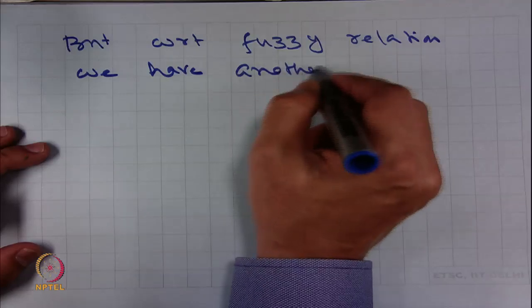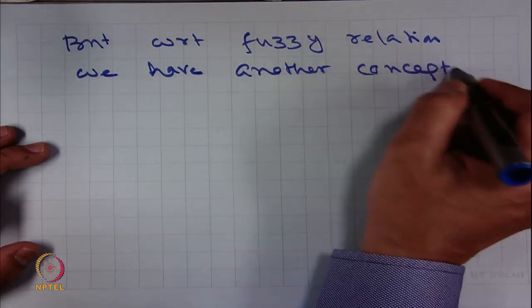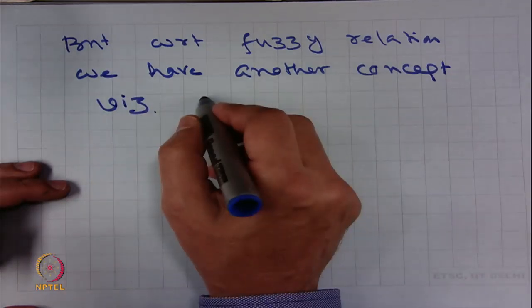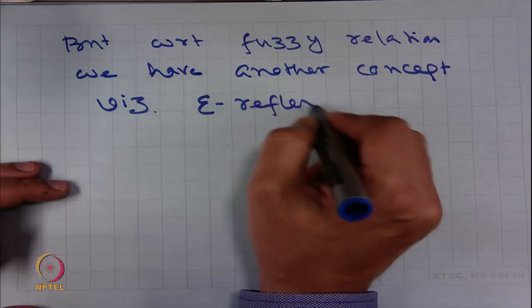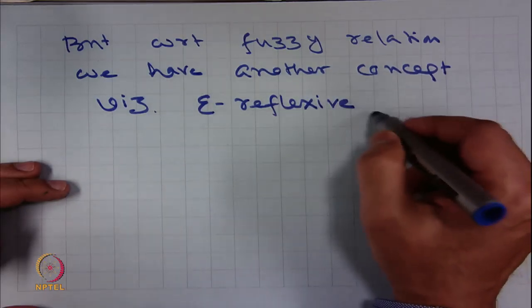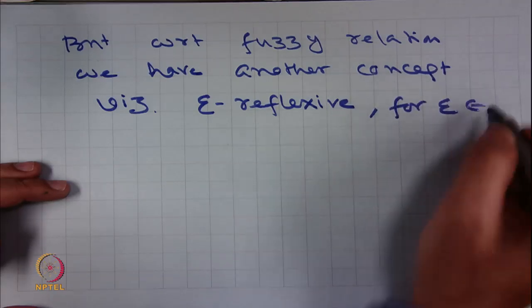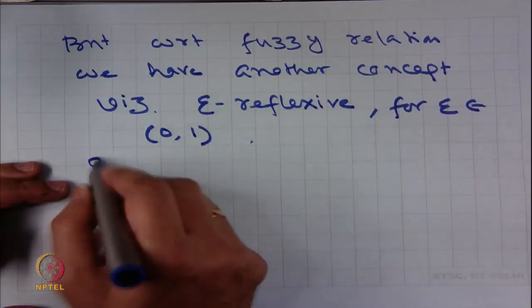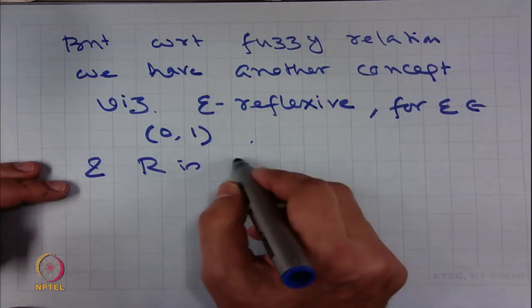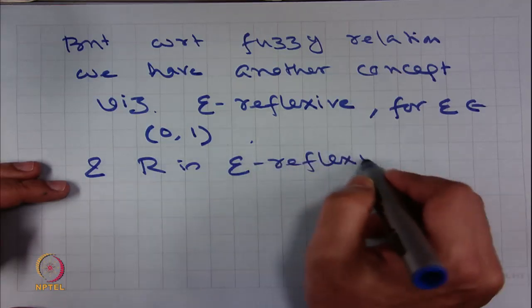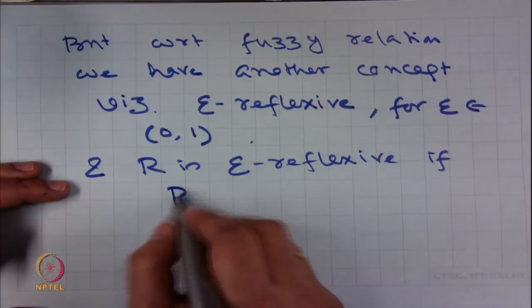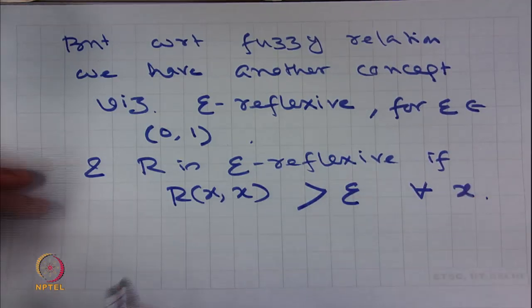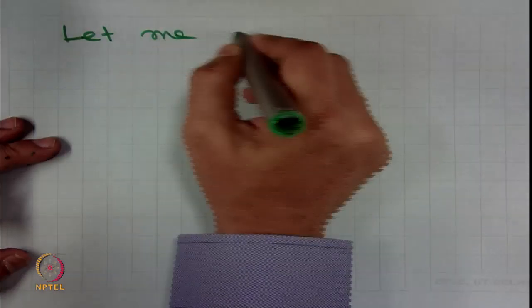another concept, namely epsilon reflexive for epsilon belonging to [0, 1], and R is epsilon reflexive if R(x, x) is greater than or equal to epsilon for all x. So, let me give an example.